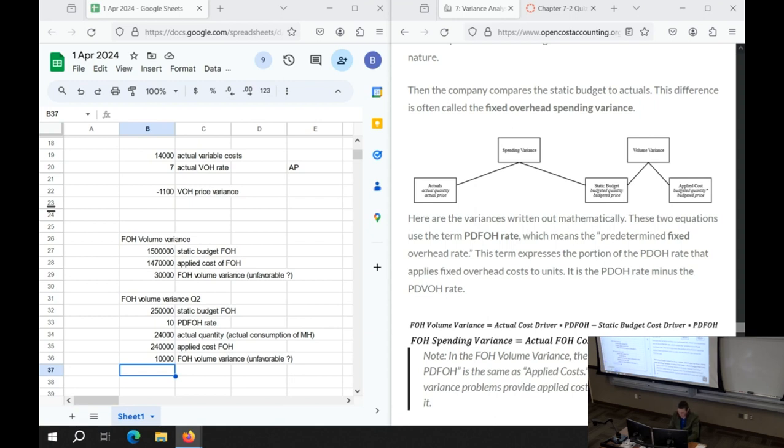I think in an early version of the textbook, I tried to get away with budgeted quantity and somehow explain how that's... And then I need to update the volume variance equation because it's literally got the... If you have trained your mind to recognize the sign and associate that with favorability, it will give you the opposite of what you need. So I need to rearrange that because it should be static budget, which is this term right here, minus applied cost, which is this term right here.